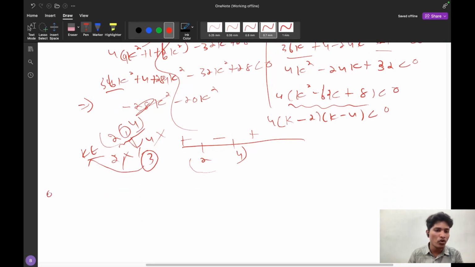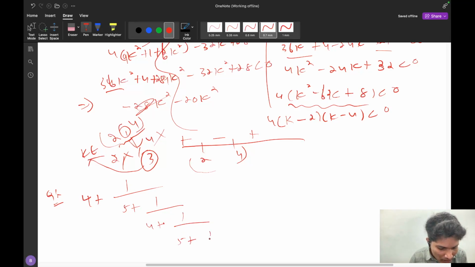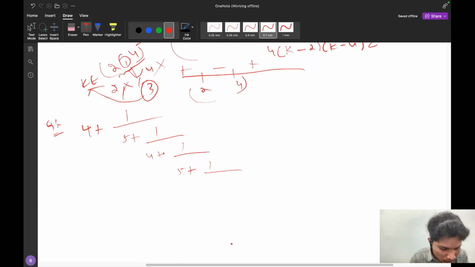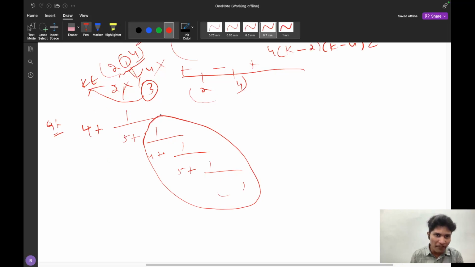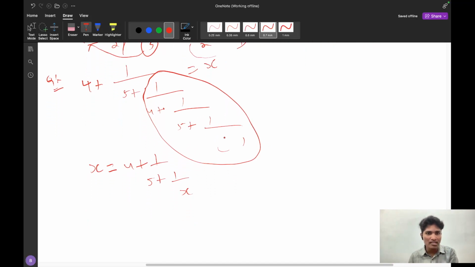Now I will solve one important question, guys. What is the value of 4 plus 1 divided by 5 plus 1 divided by 4 plus 1 divided by 5 plus 1 divided by this thing? It is repeating the same. If we observe, 4 plus 1 by 5 plus 1 by 4 by 5 plus this thing is the same. So if the first thing is x, this entire thing is x, and this is again x only. So I can write x equal to 4 plus 1 divided by 5 plus 1 by x. Here it is repeating, so this entire thing will be x.